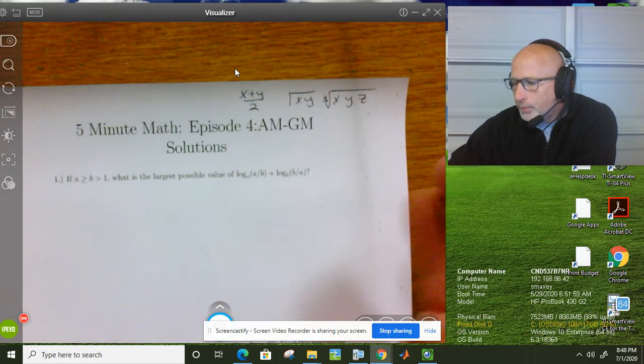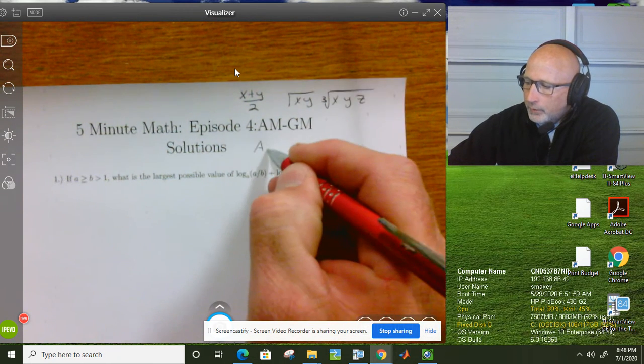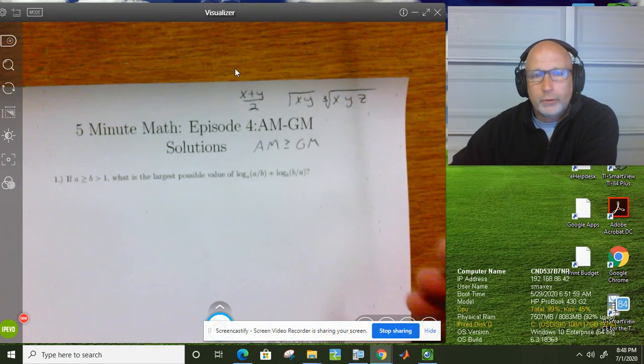Now, what is the arithmetic mean, geometric mean inequality? The arithmetic mean is going to be always greater than or equal to the geometric mean. Okay, let's do a quick example.